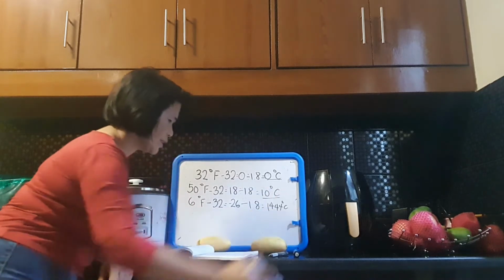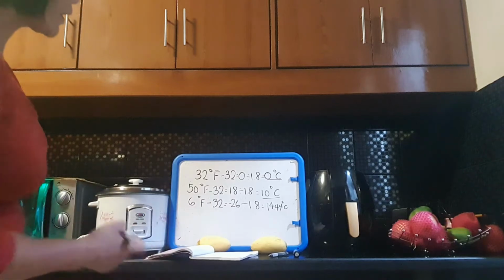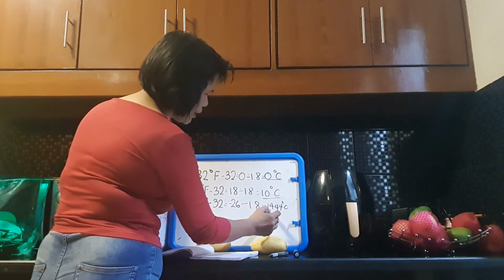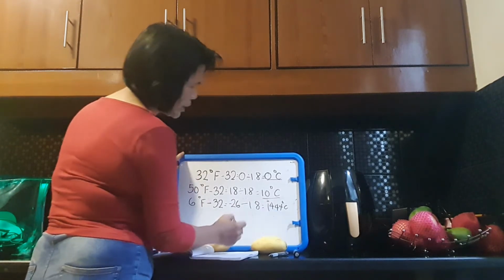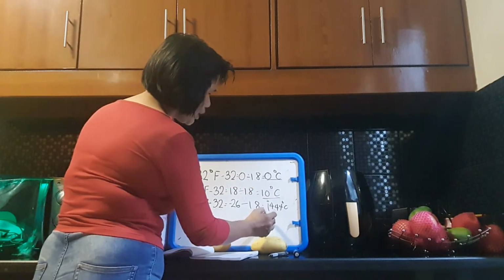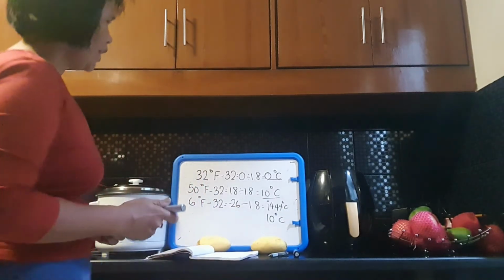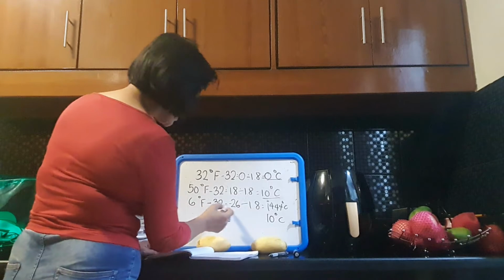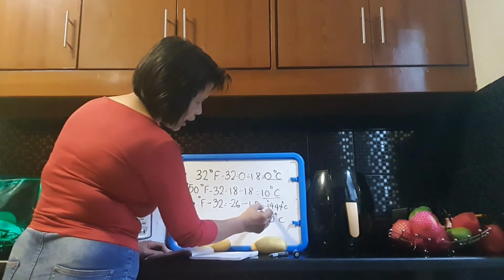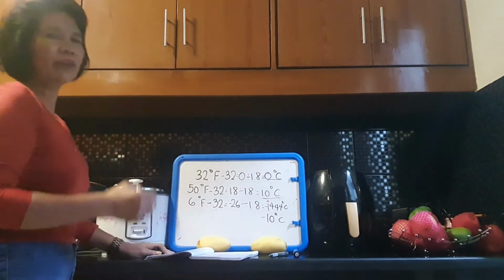The answer is 14.44 degrees. If you round this off to the nearest tens, what is the value of 4? The value of 4 is 0, so you add nothing to the 1. When we estimate or round it off, it becomes 10 degrees. Since this is negative, it becomes negative. So negative 14 rounded off to the nearest tens becomes negative 10 degrees.